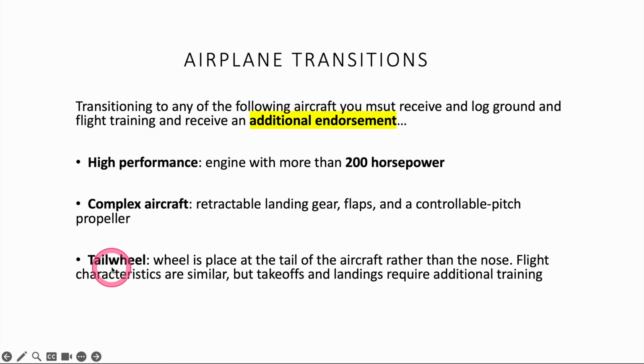Tail wheel. Most modern planes have a wheel on the nose. Older planes, or aerobatic planes as well, will have the wheel under the tail. There's specific training that you need for that, and you need to be endorsed in order to fly those, particularly for the characteristics of takeoffs and landings. So you just need to get checked out in that plane.